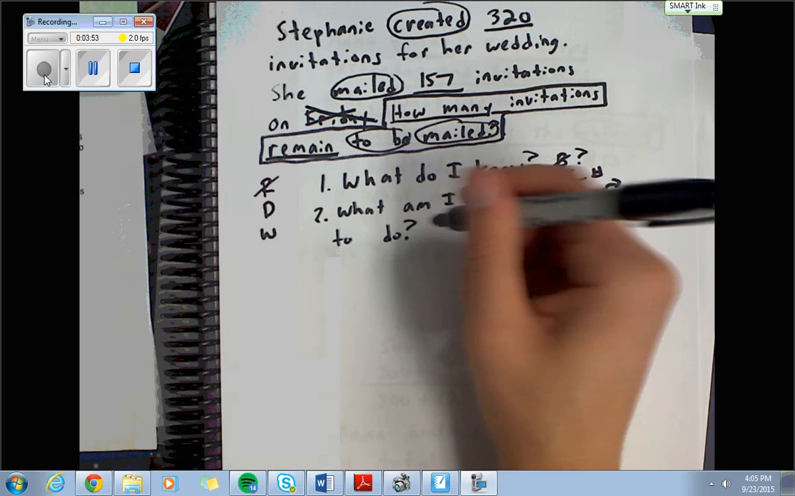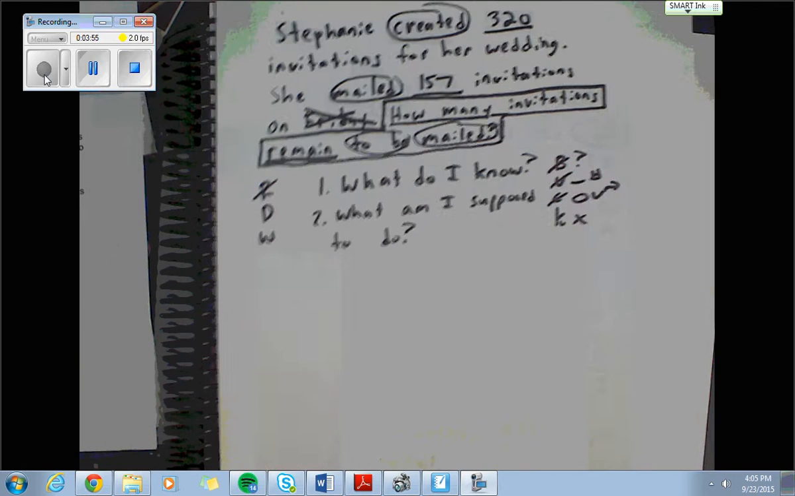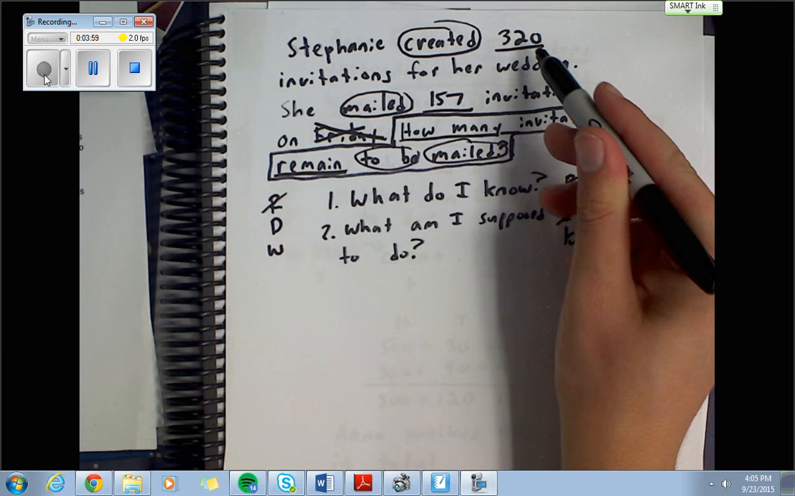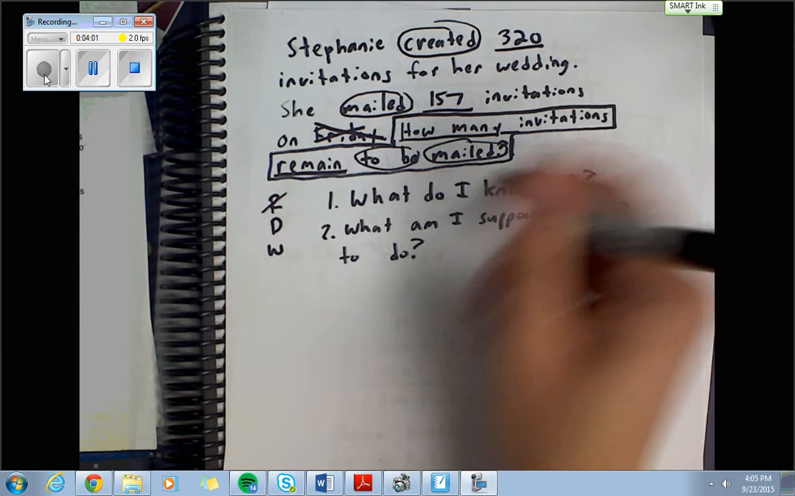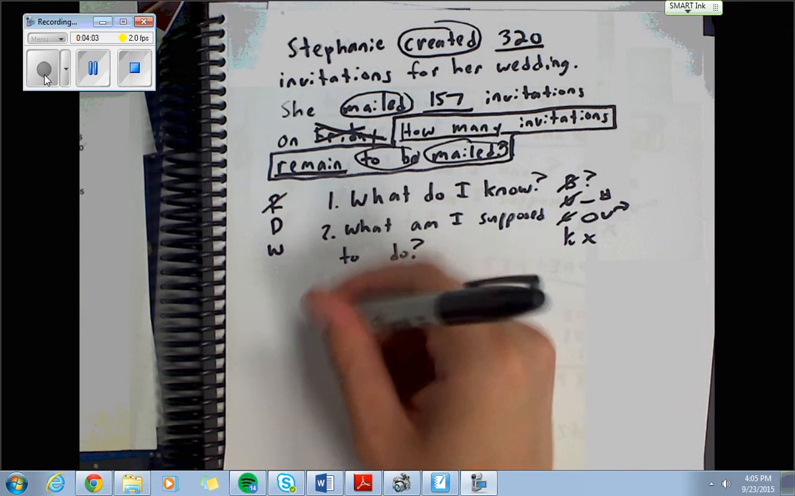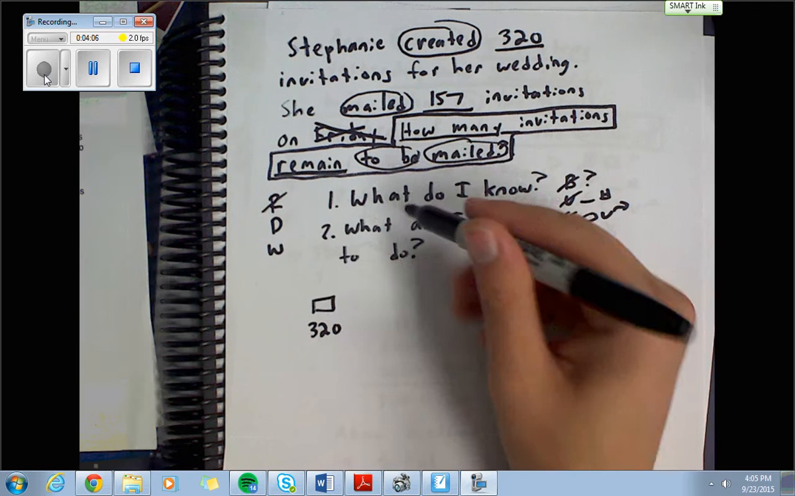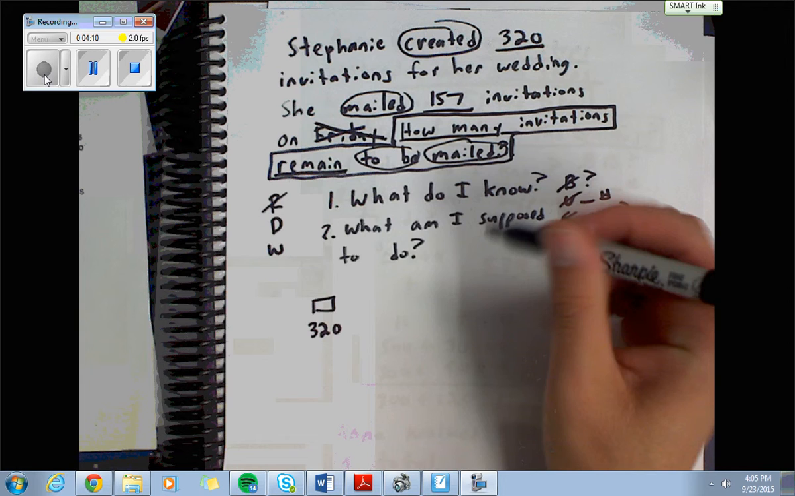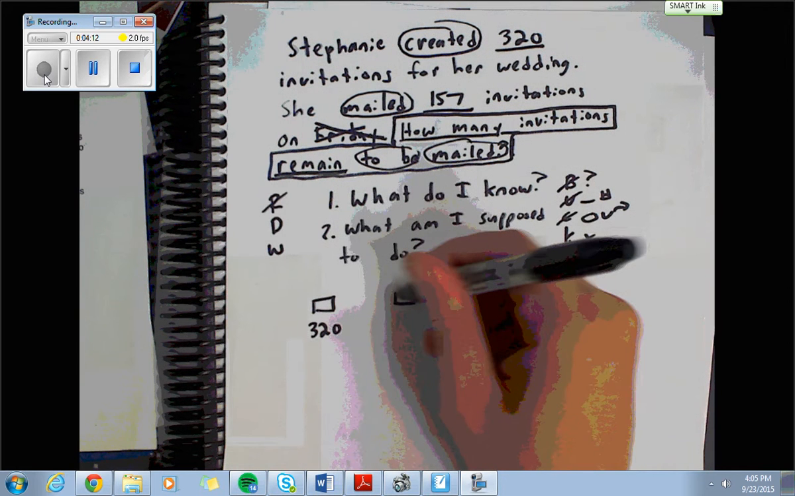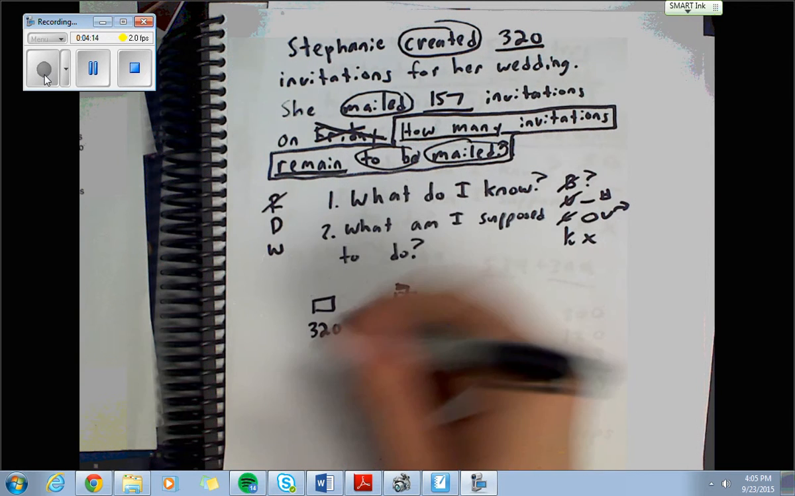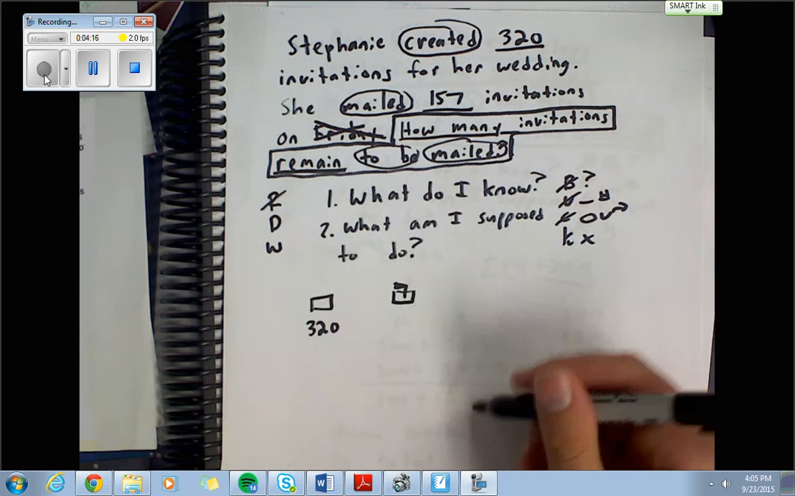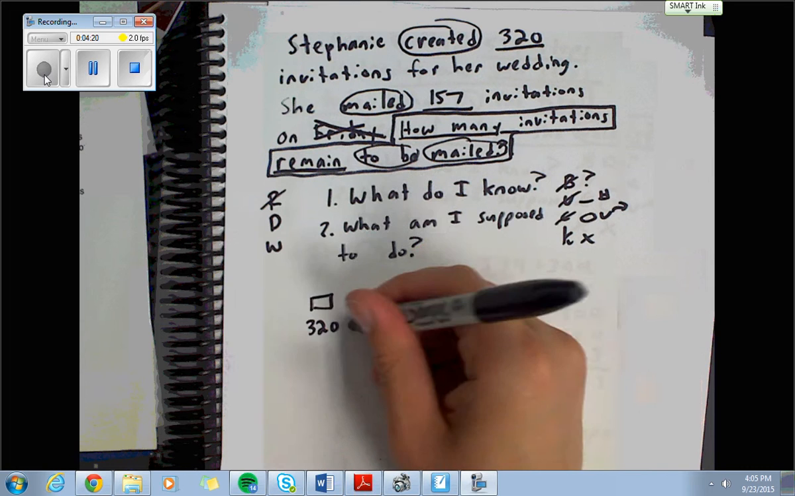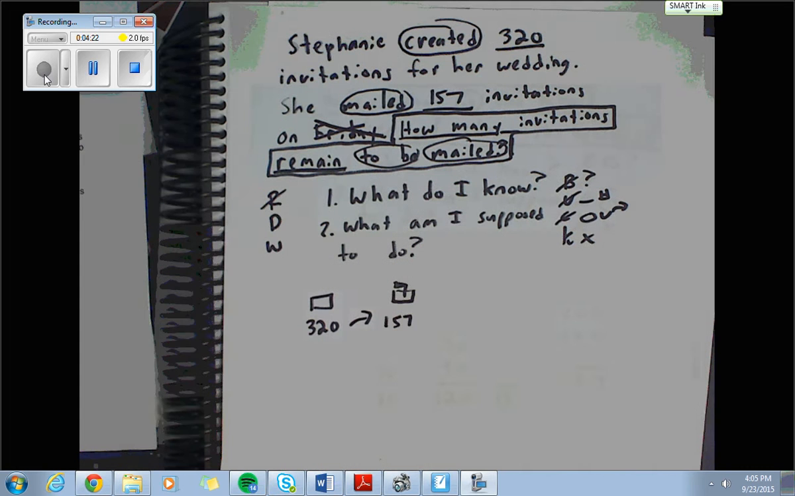Okay, so in the world of this problem, what do we know? Well, we know that Stephanie's getting married, and we know that she made 320 invitations for her wedding. So she has 320 of these invitations. I also know that on Friday, she mailed out some of her invitations. So she took some of those invitations and stuck them in the mailbox. And I know that she mailed out 157 of those invitations. So she got rid of 157 invitations.